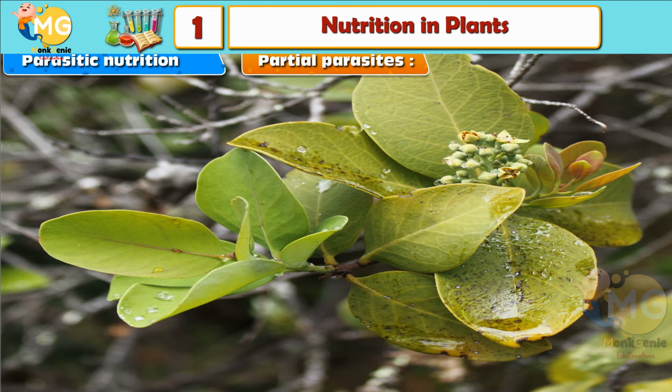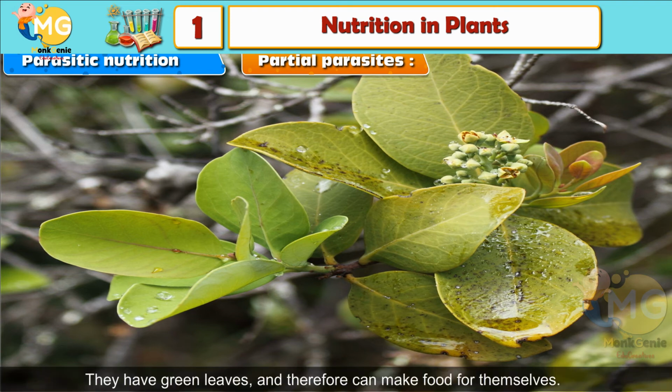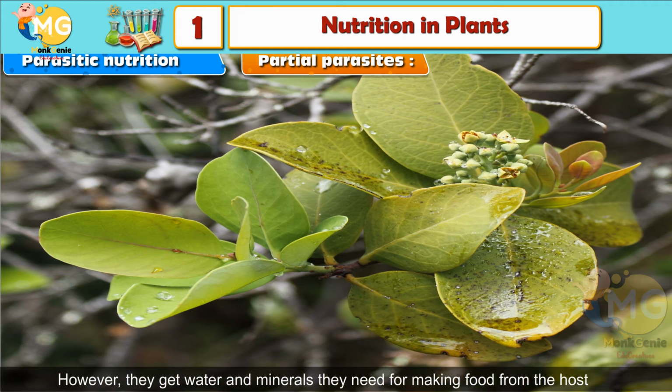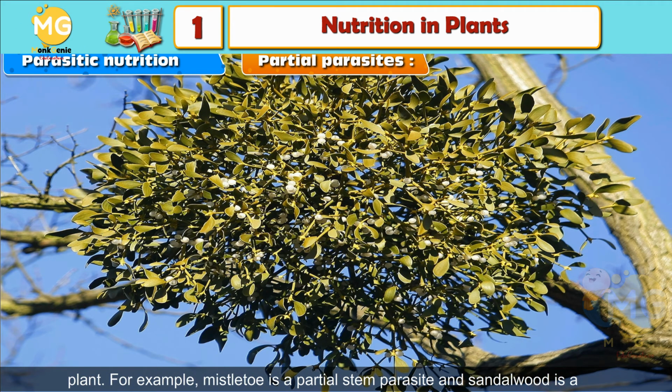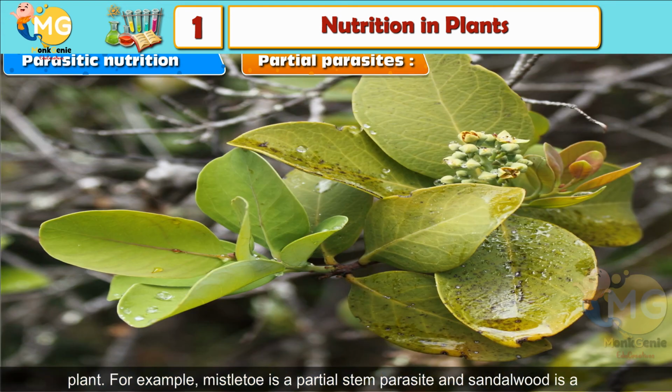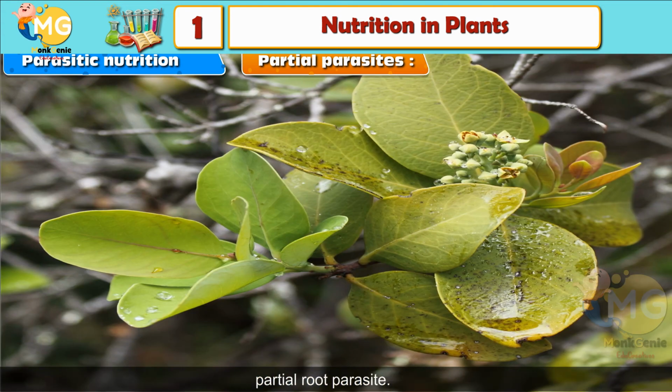Partial parasites. They have green leaves and therefore can make food for themselves. However, they get water and minerals they need for making food from the host plant. For example, mistletoe is a partial stem parasite and sandalwood is a partial root parasite.